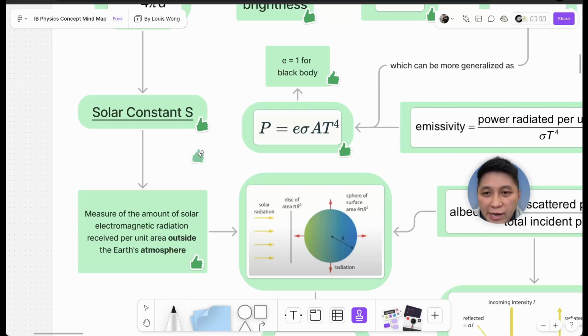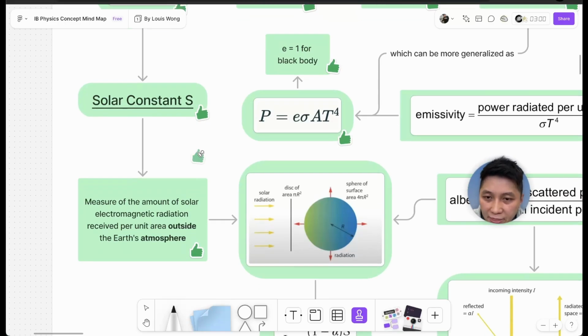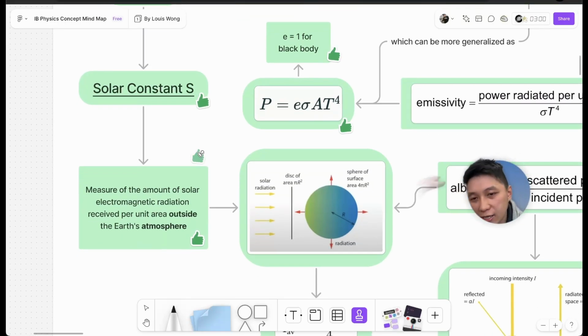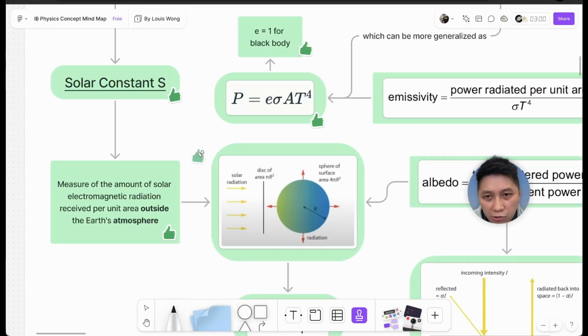Sometimes the question would not tell you that you have to use it, so you need to have the awareness that you have this. And this is referring to outside of the atmosphere. The atmosphere will have some interaction with it, so maybe some of it is reflected and scattered, etc. That's something you need to know.